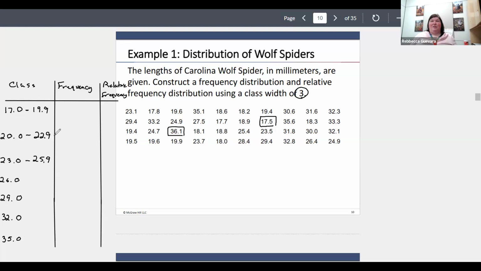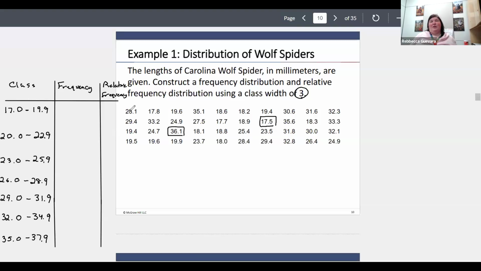But notice that this is just a different 3 as well. So if I just keep adding 3 onto the upper limits, it'll give me all my upper limits. So this should be 28.9. This would be 31.9, then 34.9, then we would have 37.9.